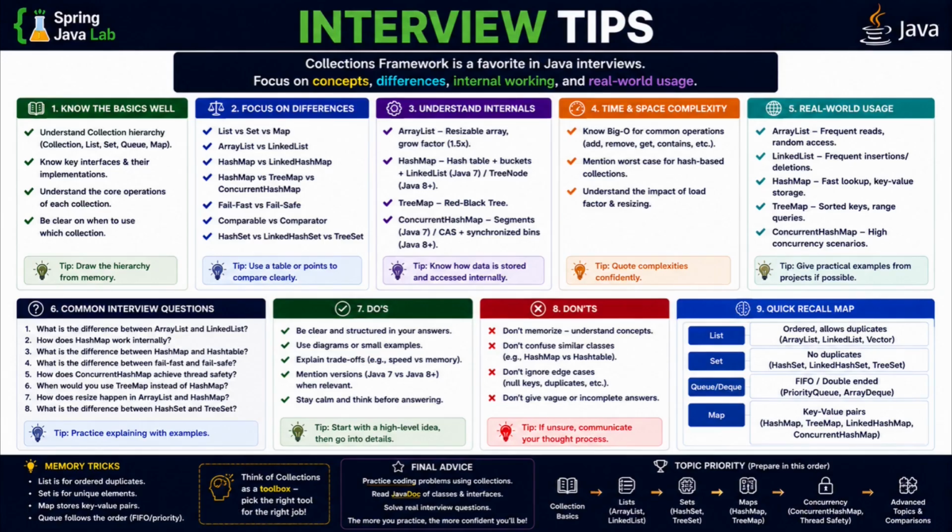Another favorite question. Why doesn't map implement collection? Because map stores key-value pairs, whereas collection stores individual objects. Which collections are thread-safe? Vector and Hashtable are synchronized legacy classes. For modern concurrent applications, prefer ConcurrentHashMap. Which collections maintain insertion order? ArrayList, LinkedList, LinkedHashSet, and LinkedHashMap. Which collections keep data sorted? TreeSet and TreeMap.